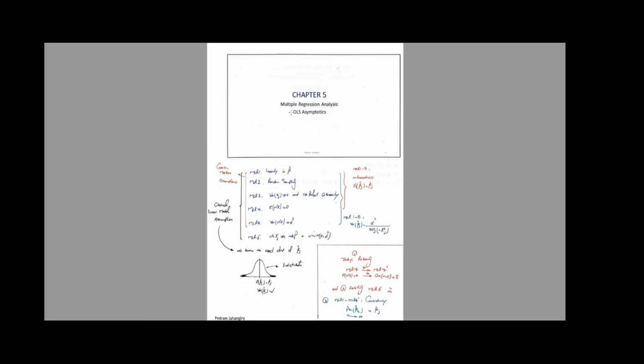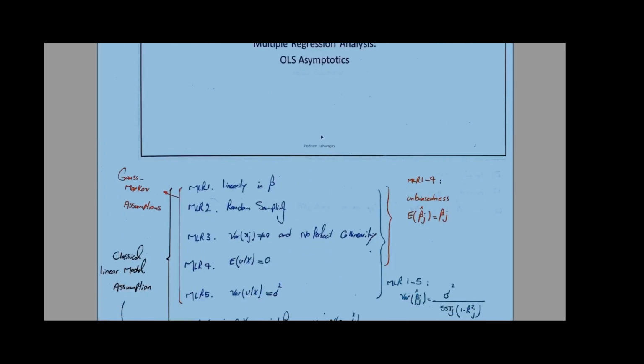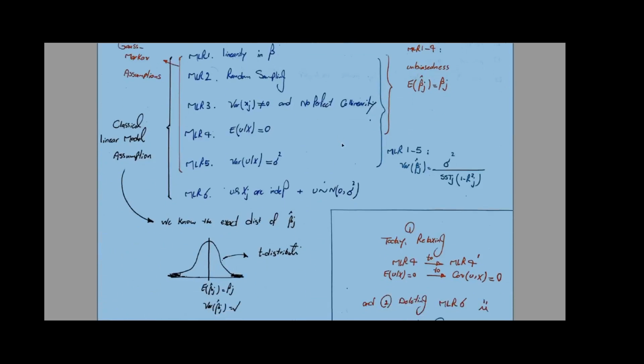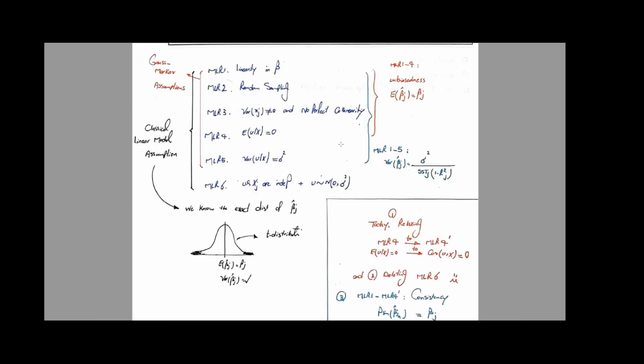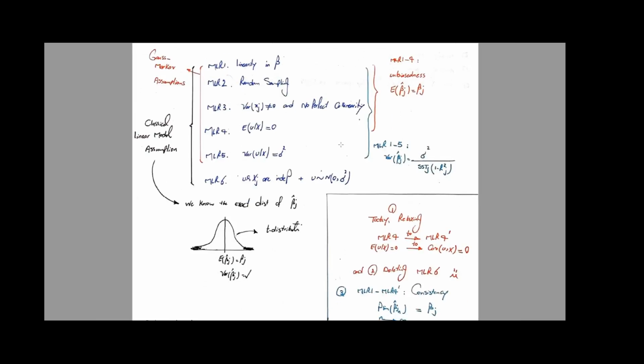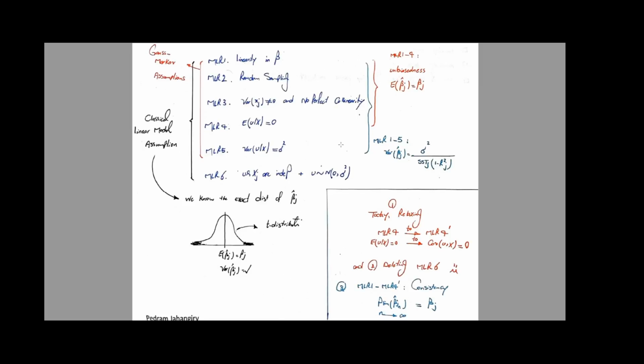Multiple regression analysis, OLS Asymptotics. Again, large samples. So let me zoom in a little bit and give you the big picture. What do we know so far and what's the difference? What's the plan for this chapter?